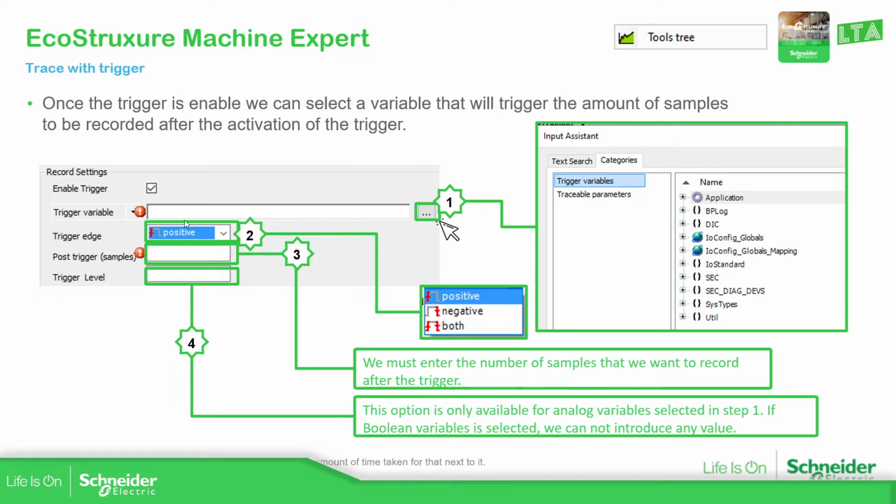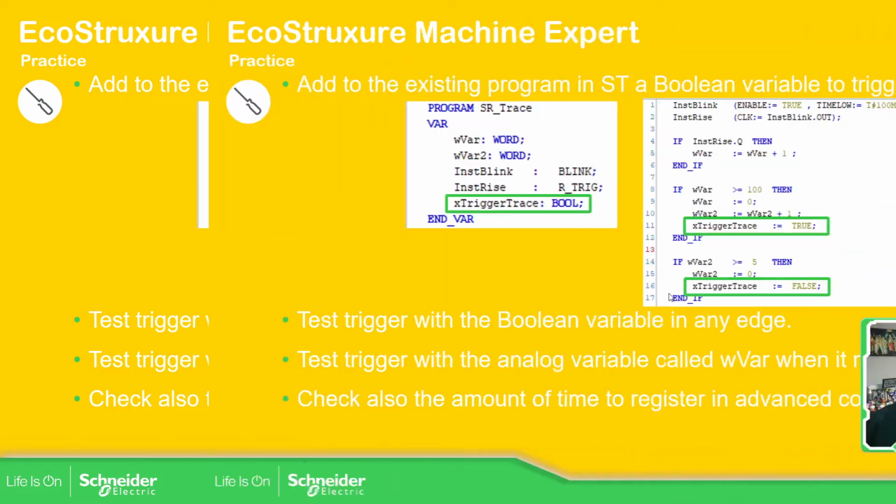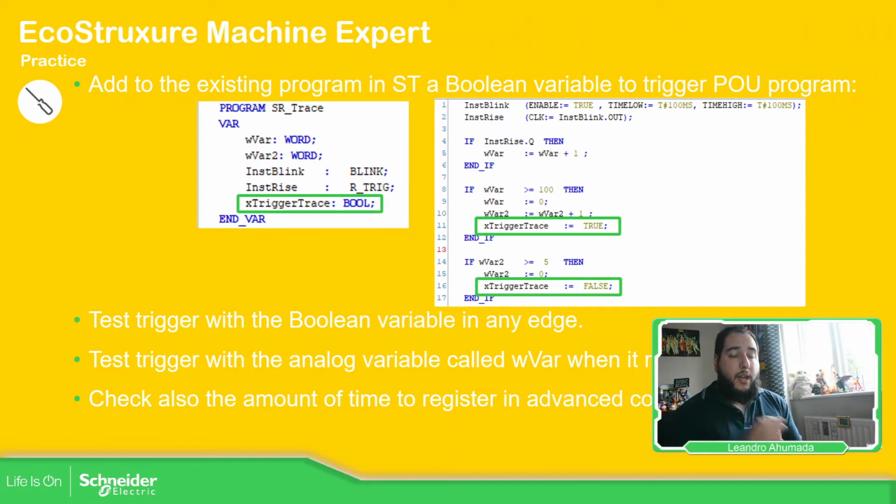Once you have defined the trigger variable, and if it's boolean, whether it's going to be positive edge, negative edge, or both, you can specify the amount of samples that you're going to record after this trigger. So we're going to open the previous application that I have done, just to see how the variables are increasing. Two variables are increasing one after the other, and I'm using an additional variable called xTriggerTrace in order to enable the trigger.